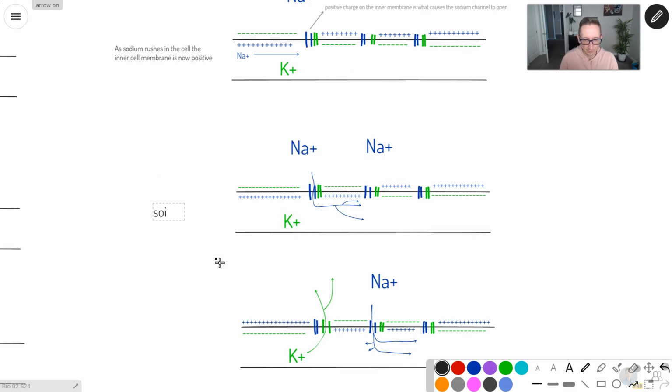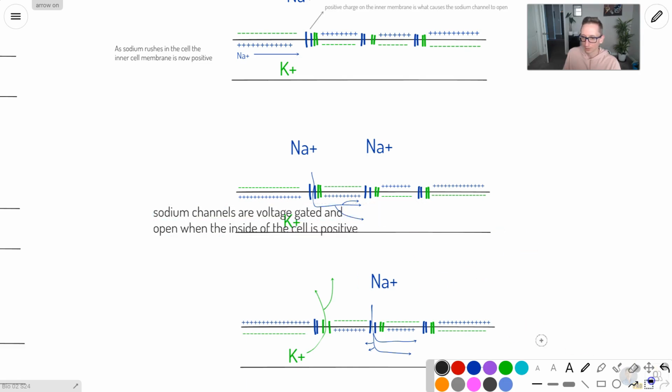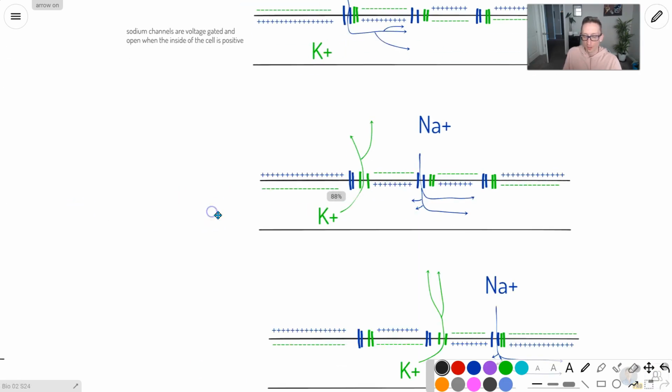Sodium channels are voltage, that's charge, voltage gated. They open or close their gates depending on the charge, and open when the inside of the cell is positive. All right, that make sense? Pretty nifty indeed.